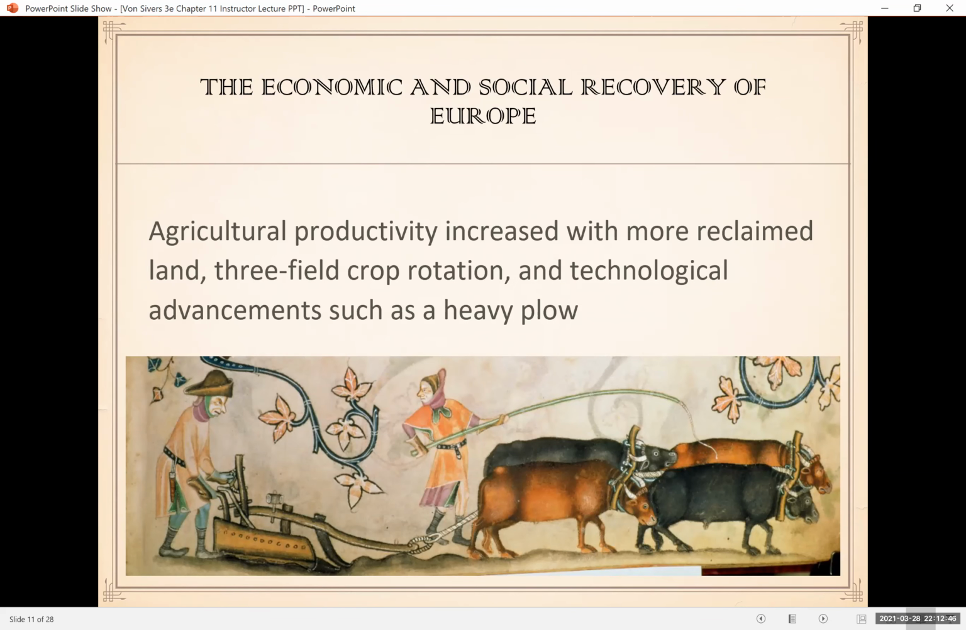So I want to move away from politics and get into economics. As I had mentioned, the idea of the feudal system was an economic system. It was a way to make sure sufficient food was grown, a way to organize labor, and a way to make sure that the hierarchy had enough to eat and everybody else too.